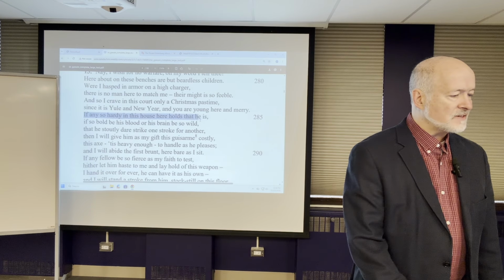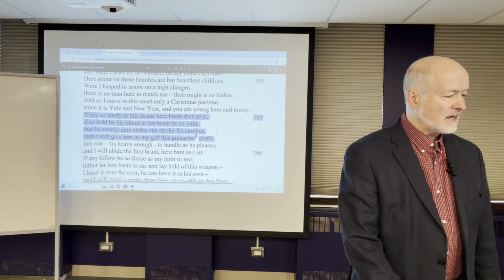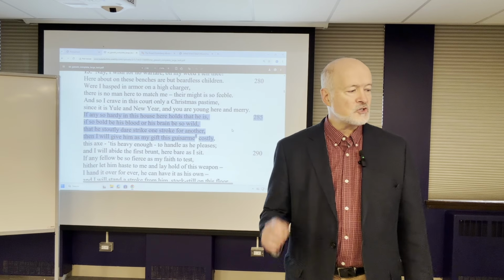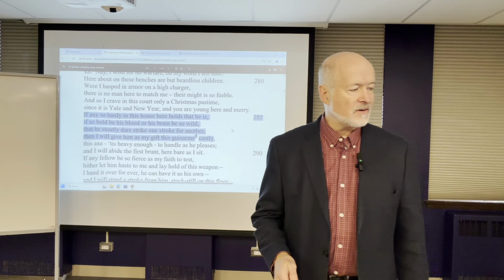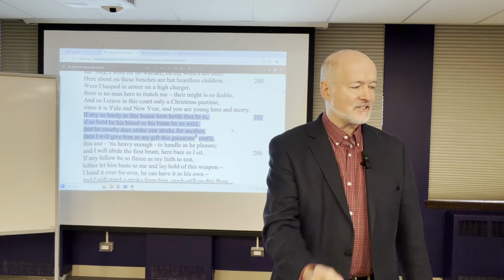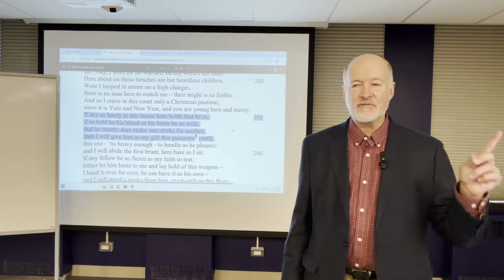If any so hardy in this house here holds that he is, if so stout be his blood or his brain be so wild that he stoutly dare strike one stroke for another, then I will give him as my gift this guisarme costly, this axe. 'Tis heavy enough to handle as he pleases, and I will abide the first brunt.